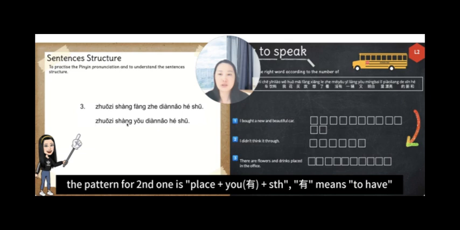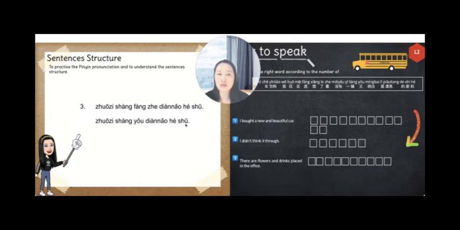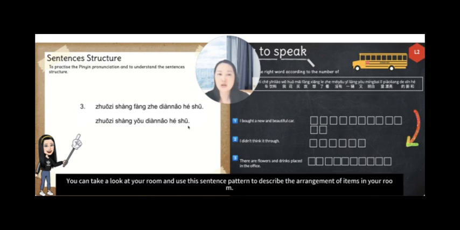Or we can also say it in this sentence pattern. Again, firstly the place, 桌子上, and then the word 有, which means to have, and then the noun referring to something. And please note they mean the same thing. So I would suggest you guys take a look at your rooms and then use these sentence patterns to describe the arrangement of the items in your rooms, alright?